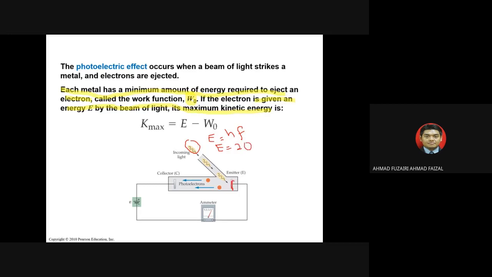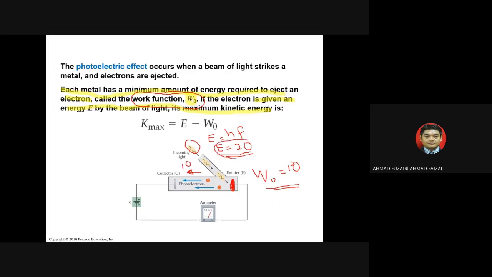And when this energy from the photon, which is 20, hits the emitter, in order for the electron to jump, it needs to overcome some value, which is called the work function, to eject the electron. Meaning that, let's say the work function of the emitter is 10, for example. Now you supply 20, but the energy required to eject the electron is 10. So 20 minus 10, the balance is another 10. So that balance, another 10, becomes the kinetic energy of the electron.